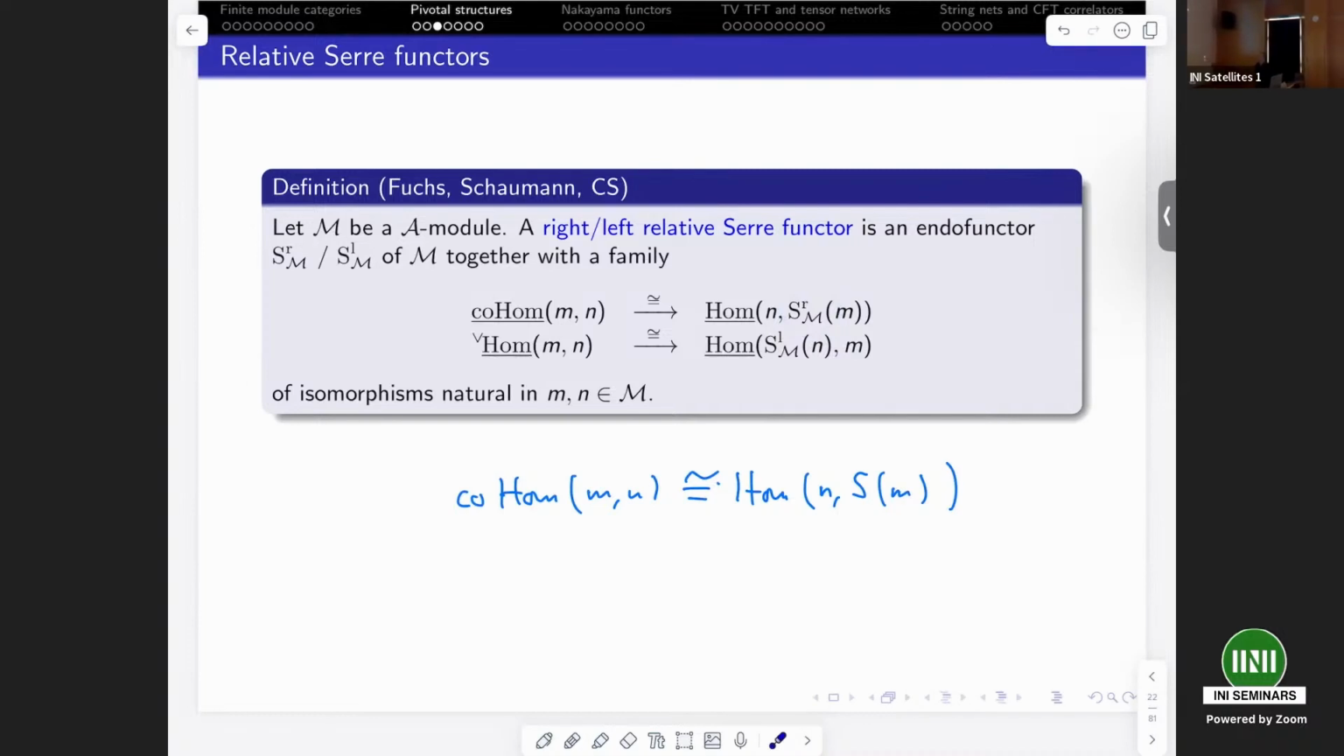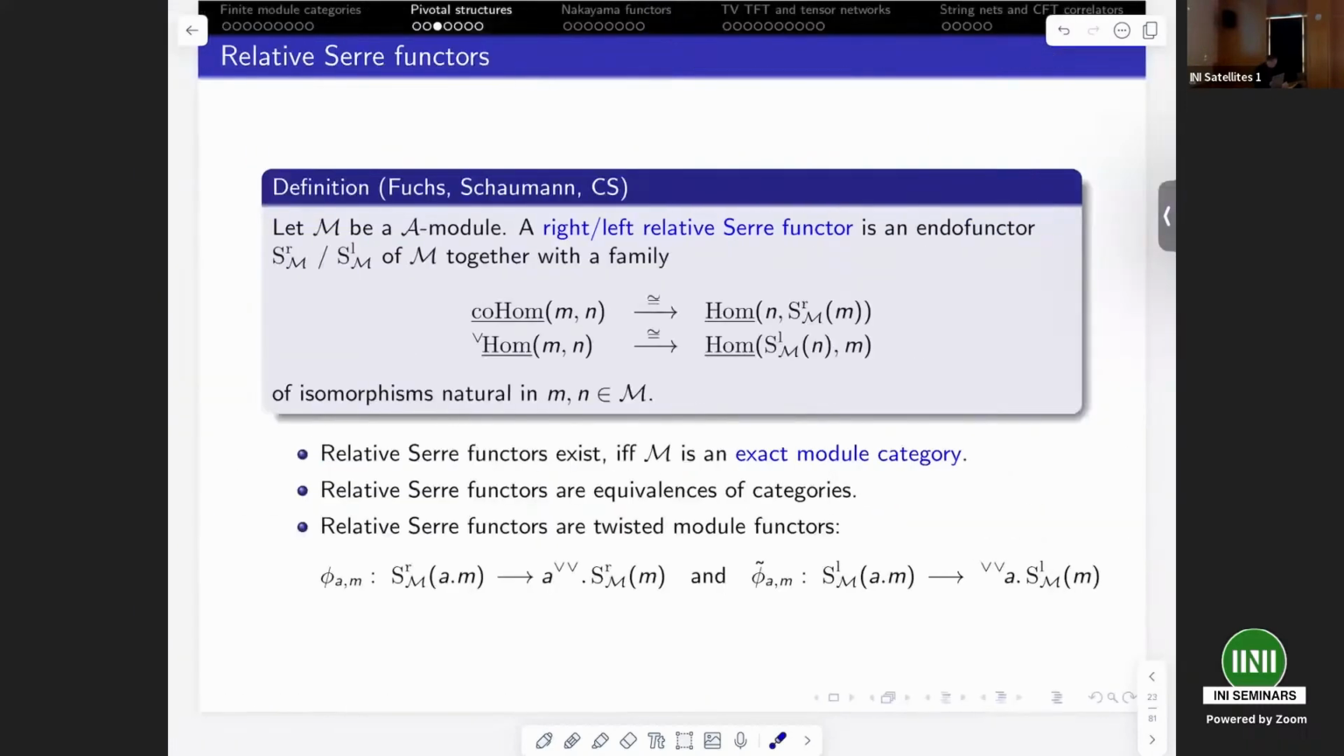Relative Serre functors because we are working with the module category in the sense relative to the monoidal category. These Serre functors exist if and only if M is an exact module category. So that confirms again this intuition that exact module categories are relatively semi-simple. Relative Serre functors are equivalences of categories. And this is now important in this story.